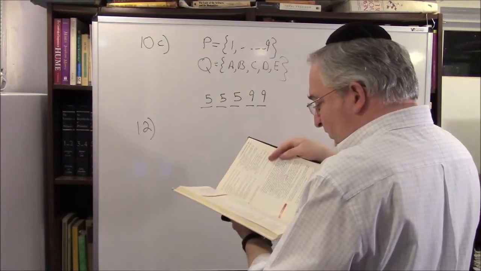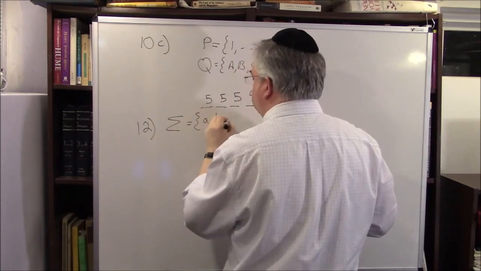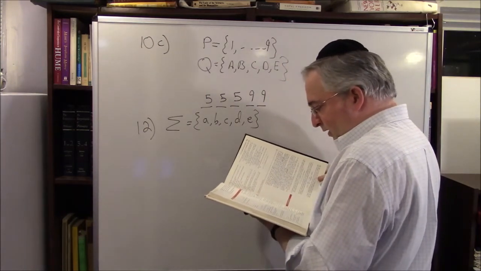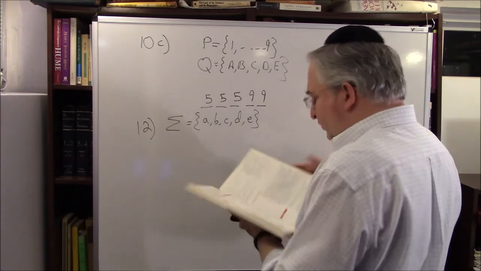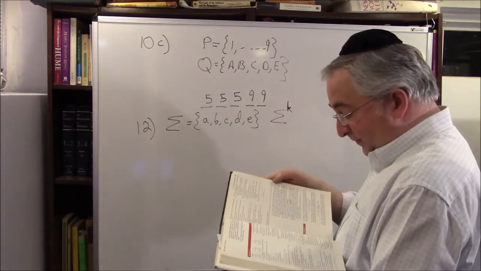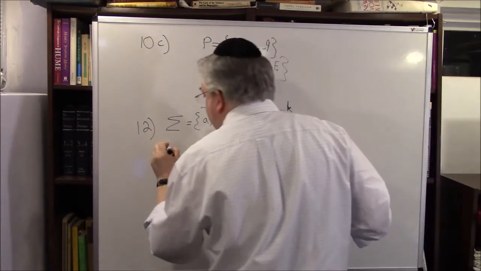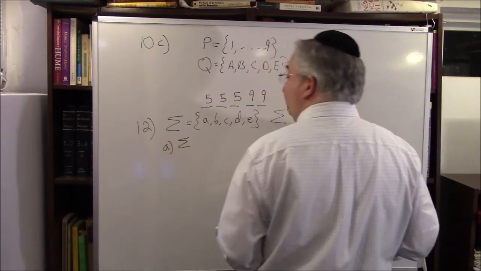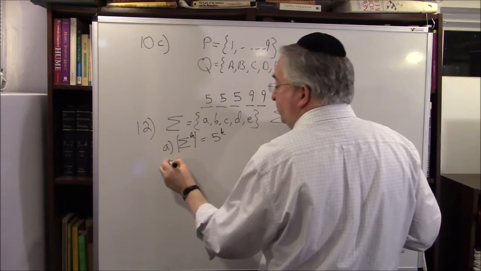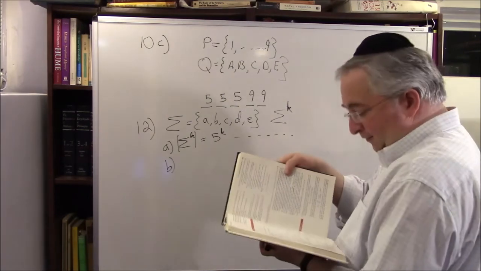The alphabet is A, B, C, D, E. We're going to do A, B, C. And let sigma to the k be words of length k, we saw this notation before. How many elements are there in each of the following sets? 12A, sigma to the k, how many elements are there? Answer, 5 to the k. Can't get more simple than that. For each one of them you have 5 possibilities.